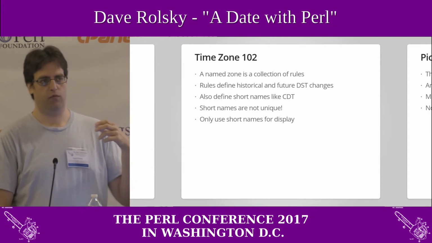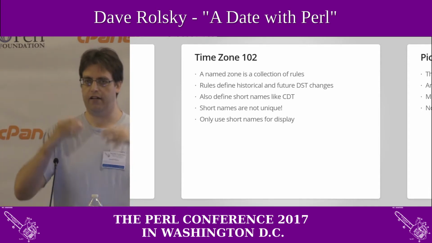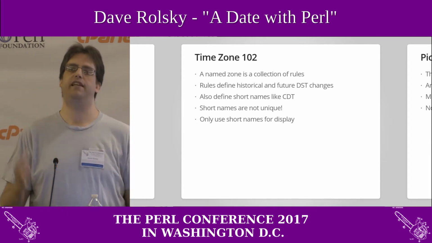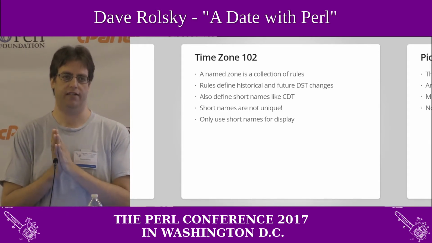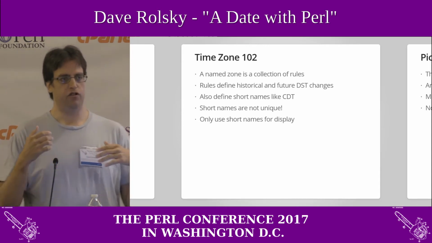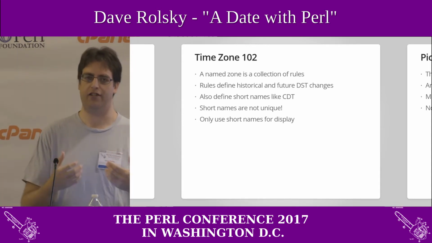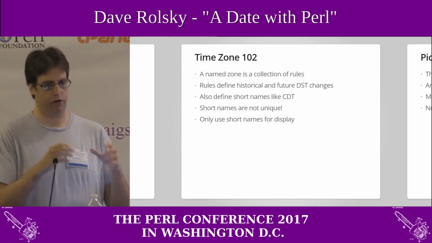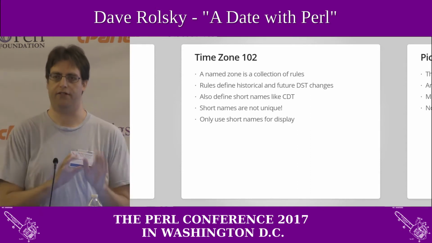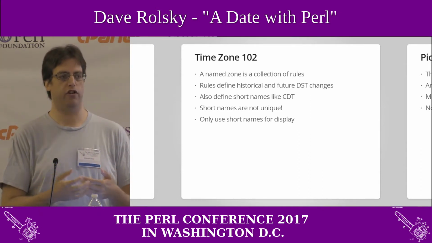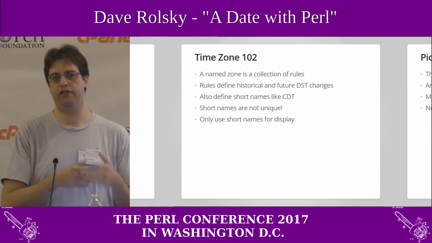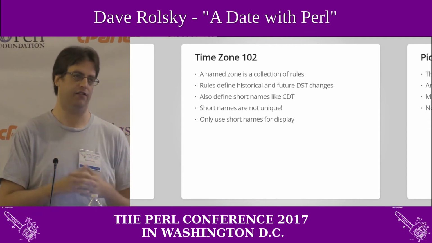And then what the zone really is, is a collection of rules. And the rules define all of the DST changes that that zone has ever had historically and will have in the future. Because knowing the offset doesn't actually tell you that much. If all you care about is the current local time, then yes, the offset is sufficient. But if you want to know, for example, what something will be in 6 months, then you have to know what the rules are that define that zone.